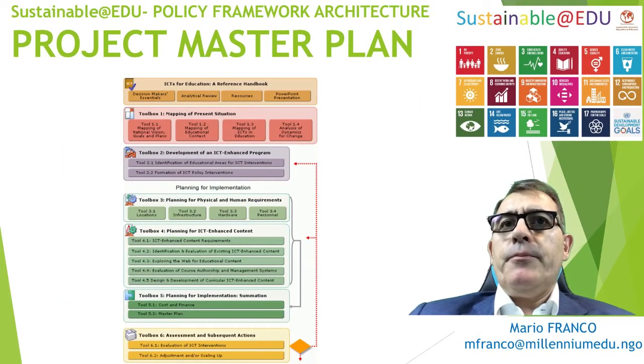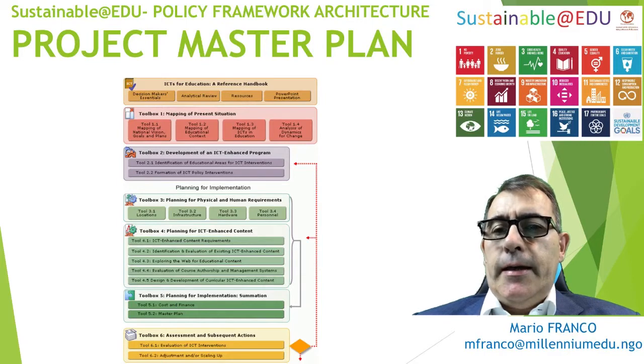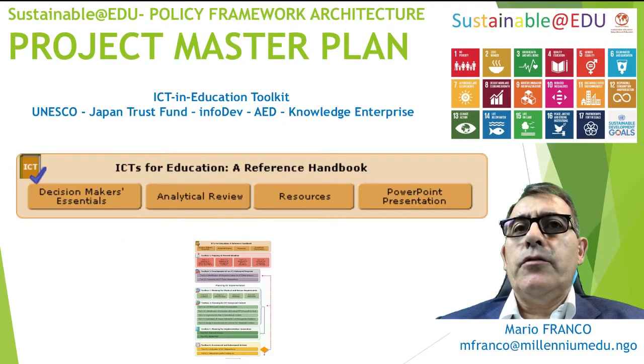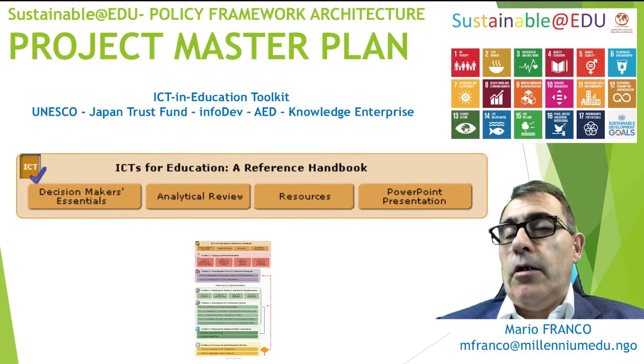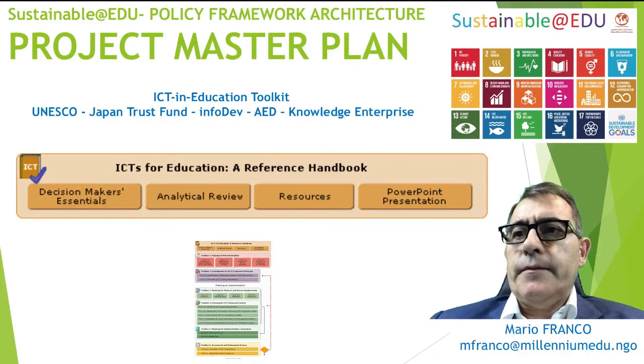As you can see in this map, the framework has one reference handbook and 6 toolboxes. In this webcast, we are going to analyze each of the toolboxes. We start by looking at the ICTs for education reference handbook. It has 4 elements and documents available: decision makers essentials, analytical review, resources, and a PowerPoint presentation. You can find it on the website.